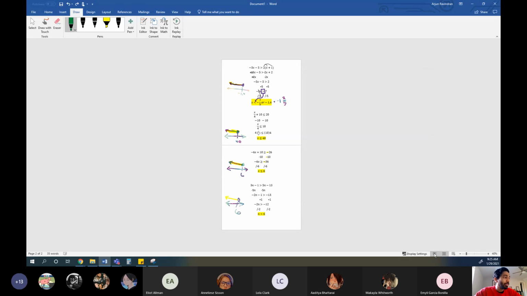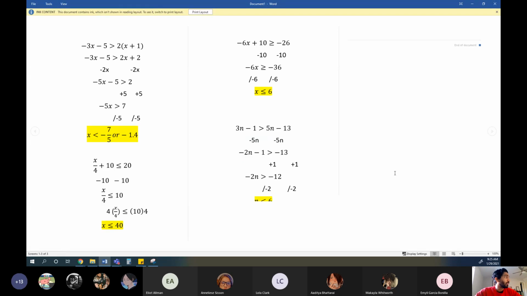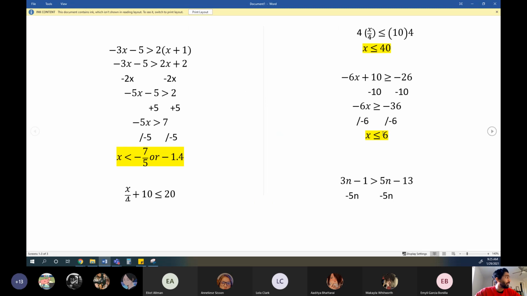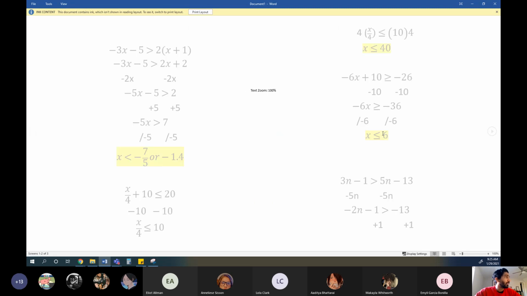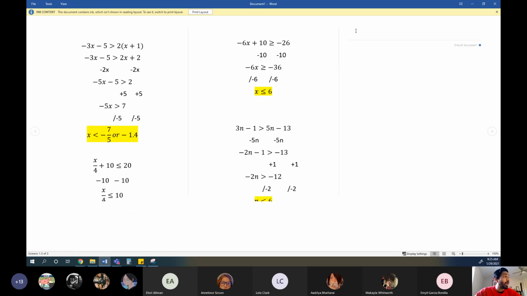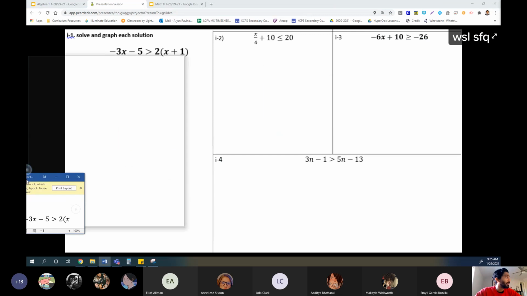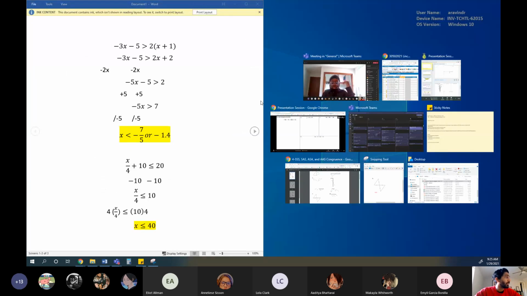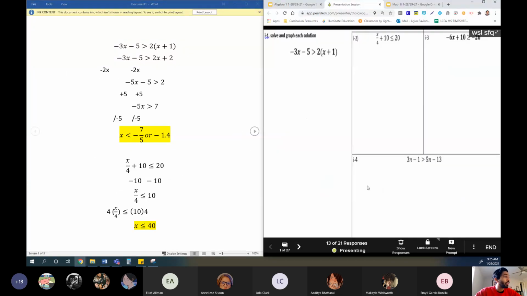Here's all 4 of them. There you can see all 4 at the same time. And I would be happy to help you out. Are there any questions about these? Anybody? No? Okay, well then we're going to move on. Are you sure there are no questions?